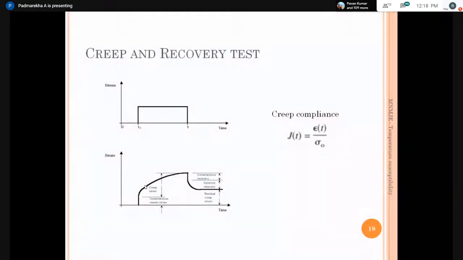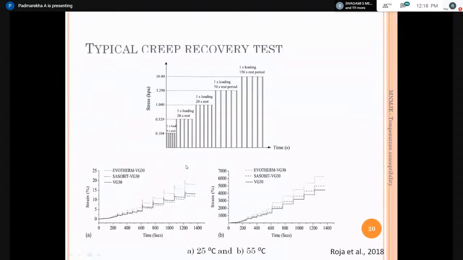Now if you see this creep and recovery curve, you have already seen it. The creep compliance depends on time. We measure the modulus called the creep compliance, which is the ratio of strain to stress. The strain is a function of time, so it's a time dependent behavior. The typical creep recovery response of a bitumen at two different temperatures is what is seen here.